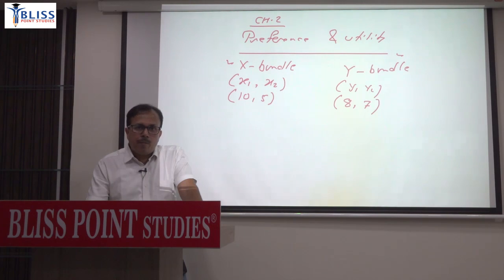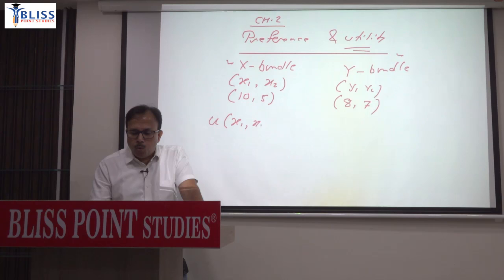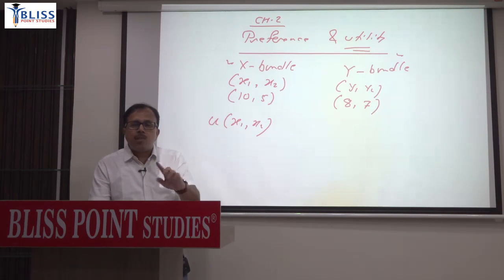Now consumer preference will depend upon utility function. Consumer will always prefer that bundle from which he gets more utility. But when I say more utility or less utility, that means I am quantifying it. But how to quantify utility? For that purpose we write utility function. So utility is a function of good 1 and good 2.